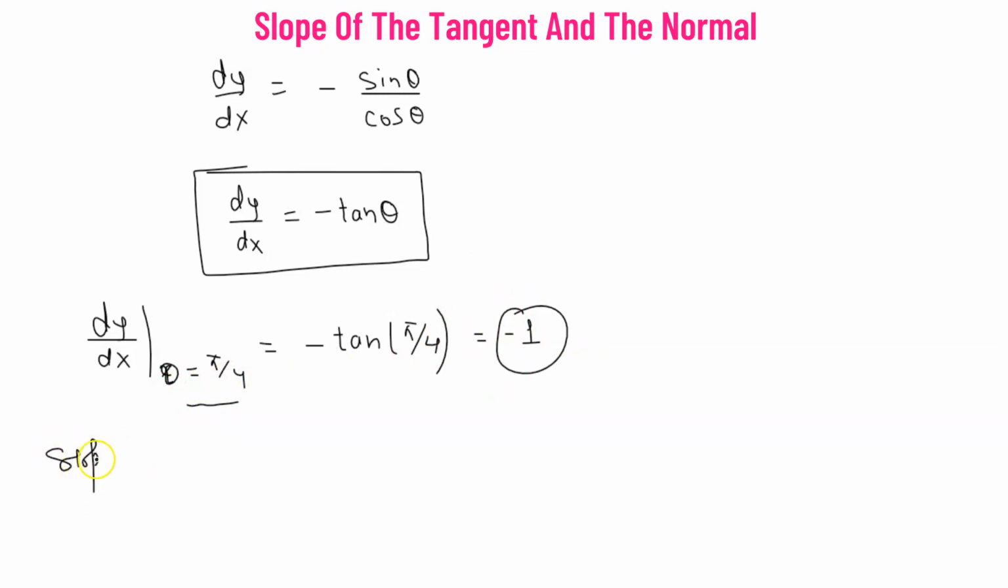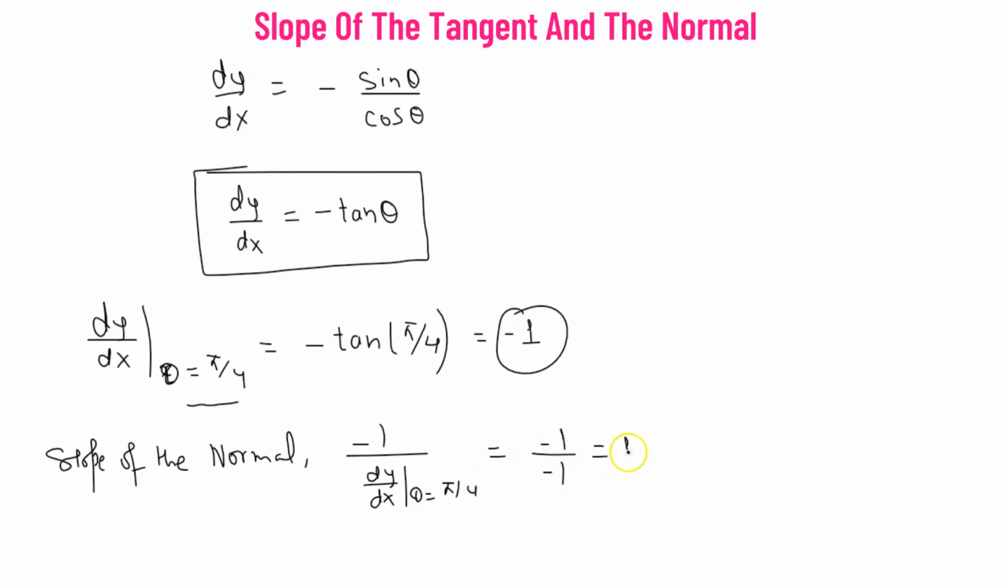Then the slope of the normal, which is defined as the negative reciprocal of the slope of the tangent calculated at theta equals pi over 4, will be simply equal to negative 1 divided by negative 1. So that will be equal to 1. So this is going to be the slope of the normal.